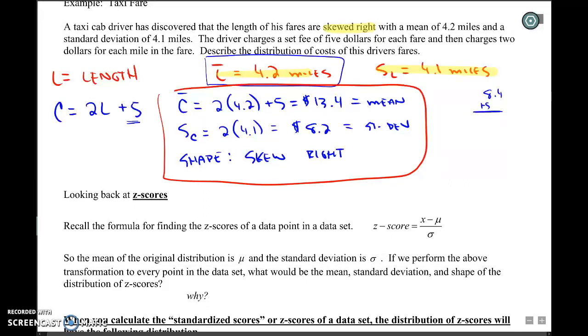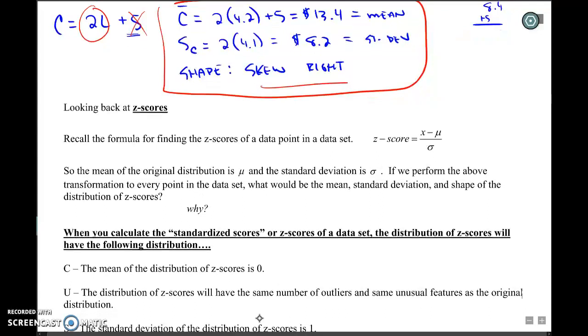So the new center is going to be twice as big, times 2 plus 5. Spread is only affected by the multiplier, not by the addition. And shape's not affected by anything.